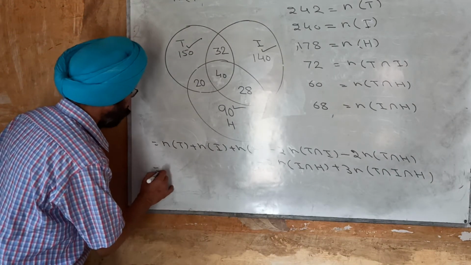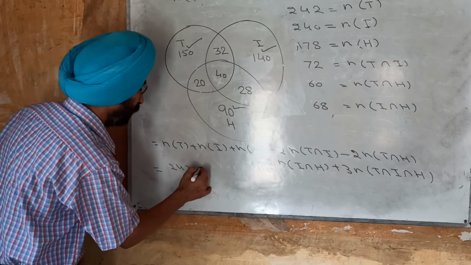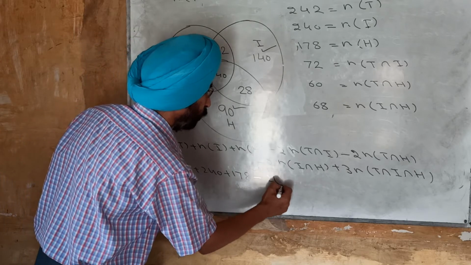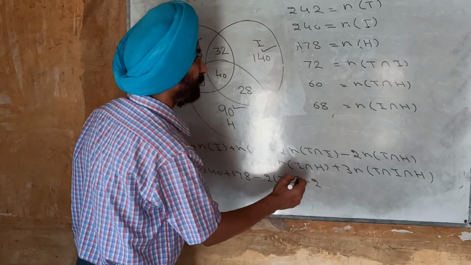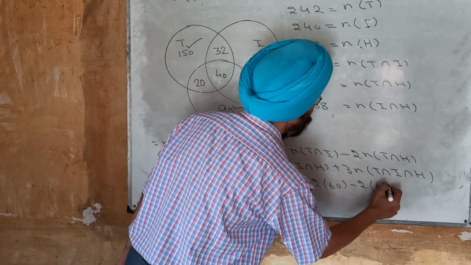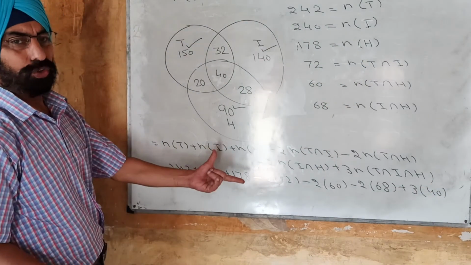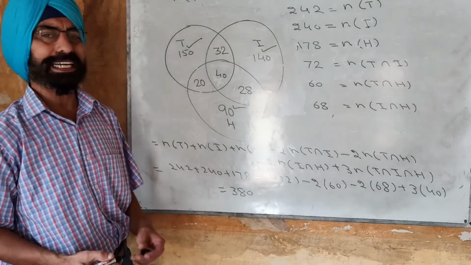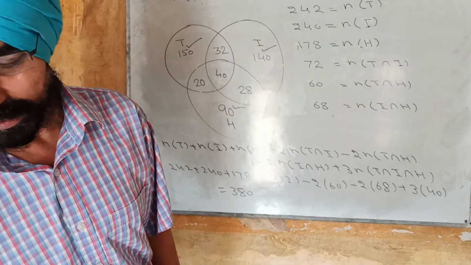So substituting the values here, N(T) was 242, then 240, then 178, minus 2 times 72, minus 2 times 60, minus 2 times 68, plus 3 times 40, and solving this you will get exactly the same answer, that is 380 are the families who read exactly one of these 3 newspapers.